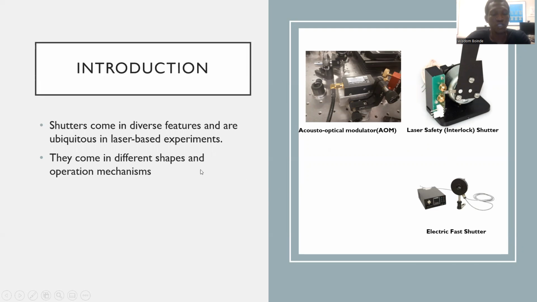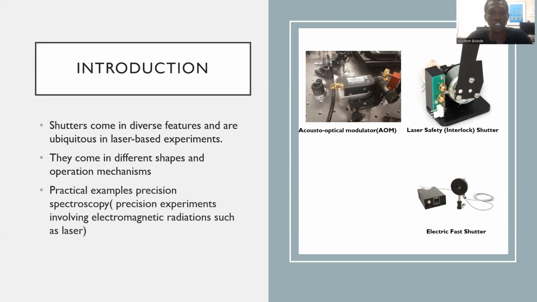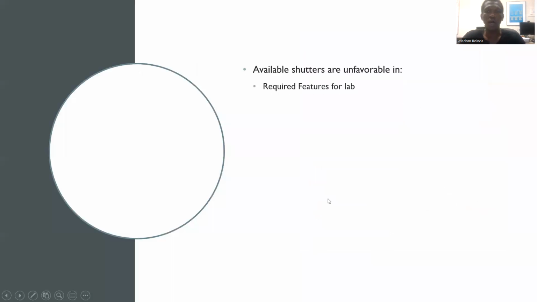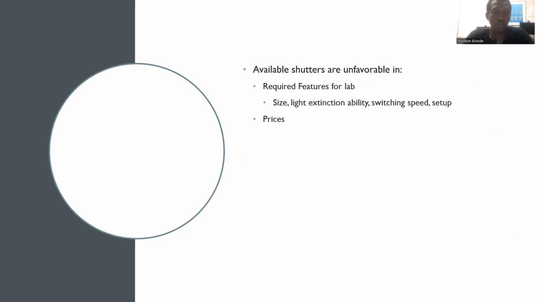Operations of shutters are very common in precision spectroscopy, which are precision experiments involving electromagnetic radiation, where we need to provide fluorescence to an ion, and we need shutters to help us achieve that. Despite the availability of different shutter designs, a shutter is deemed favorable with regards to the features that a lab needs. This could be the size of the shutter, the light extinction ability, that's the ability of the shutter to completely block out light, the speed at which the shutter does that, and the ease at which the shutter can be set up. Also, the price plays an important role.